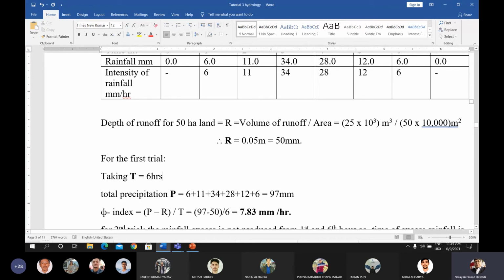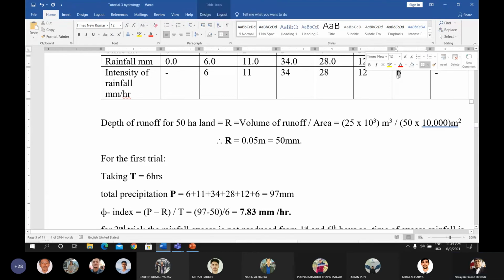Okay. Similarly, for the second hour, 11 is greater than 7.83, which produces runoff. 34 is greater than 7.83, produces runoff. 28 is greater than 7.83, produces runoff. 12 is greater than 7.83, produces runoff. 6 is less than 7.83, which does not produce runoff. This is the rate.